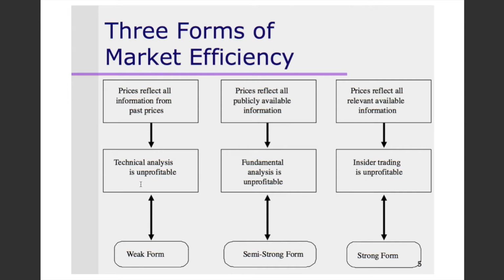So here in the diagram, it's just showing the interconnection. That means if you come to a conclusion the market is strong form efficient, then by definition it's also semi-strong and also weak form. If you come to a conclusion the market is semi-strong efficient, then by definition it's also weak efficient as well, because these are levels or layers, if you like, of efficiency.